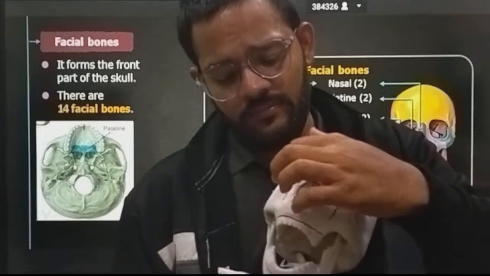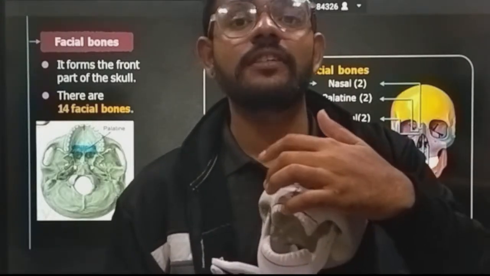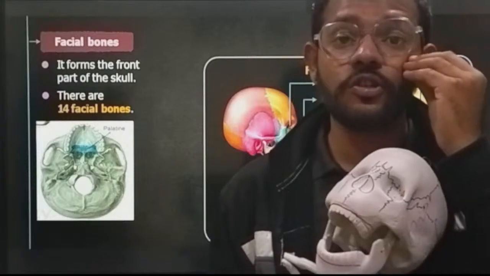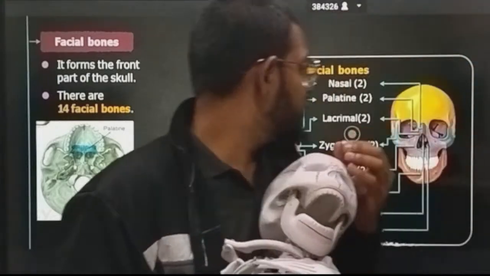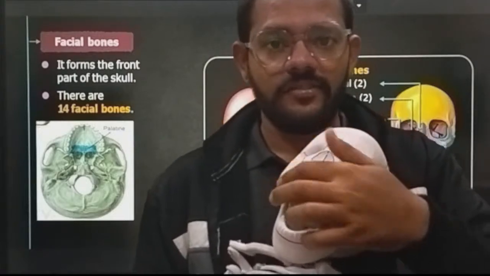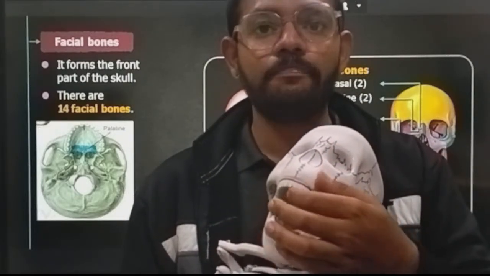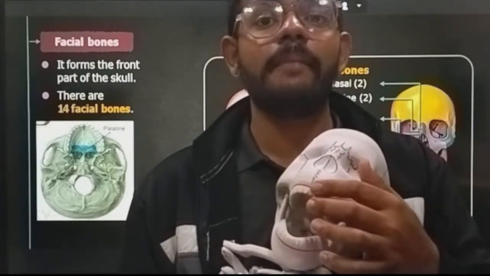Okay, this one is your zygomatic bone, which forms your cheek, also called your cheekbone. Then you have the maxilla, the upper teeth region, where the upper teeth lie. That is the maxilla, the upper jaw. It is again 2 in number.